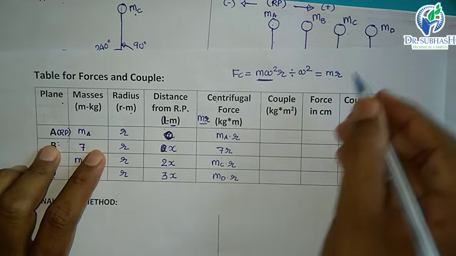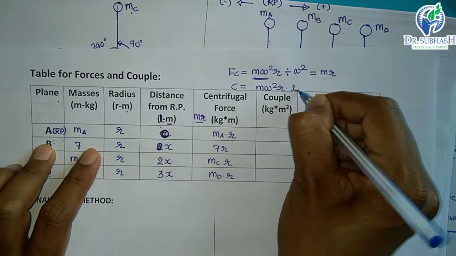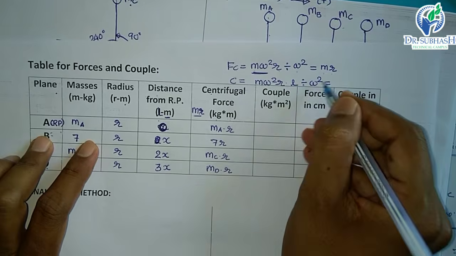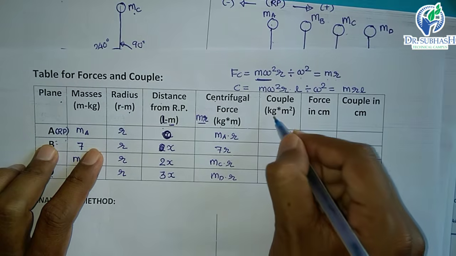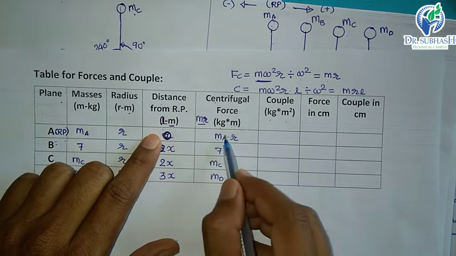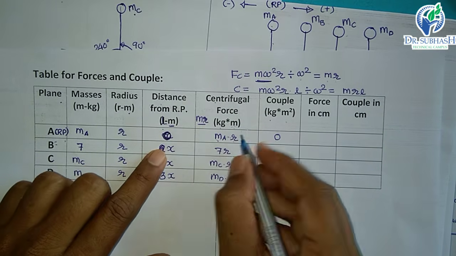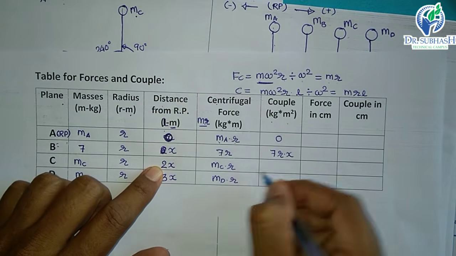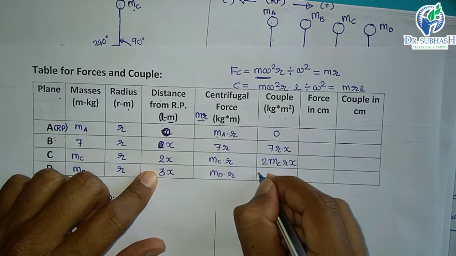Now couple. The couple is given by m omega square r, force into distance L, but for simple calculation we always divide by omega square. So the general equation of couple becomes m r L, and the unit is kg into meter square. If you multiply mr and L, the first couple becomes 0 because MA into r into 0 is 0. The second one is 7rx. The third one is MCr into 2x, and the fourth one is MDr into 3x.